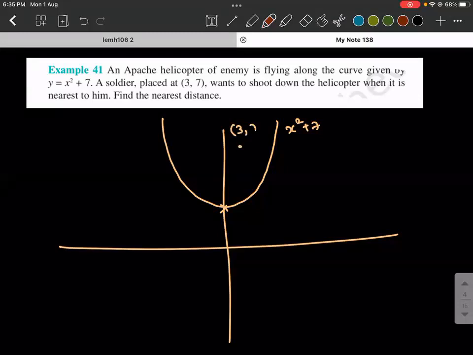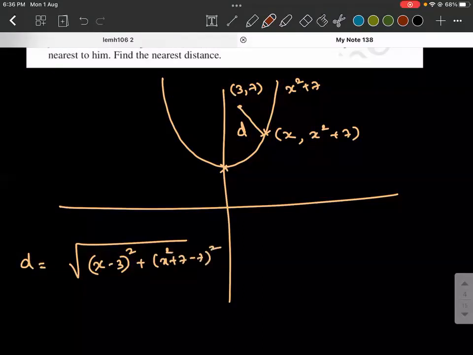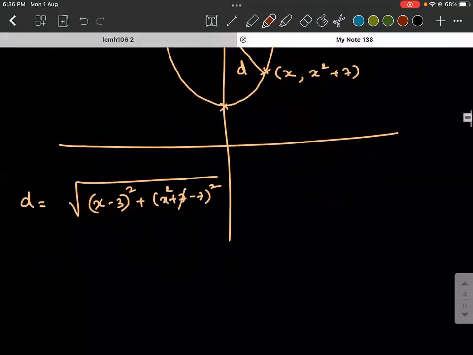So if this point is (3, 7), okay, the point on the curve will be (x, x square plus 7). X comma y. X in edutha what will be y? X square plus 7. Appo in the distance evlo? Distance formula: d is equal to root of (x minus 3) the whole square plus (x square plus 7 minus 7) the whole square.